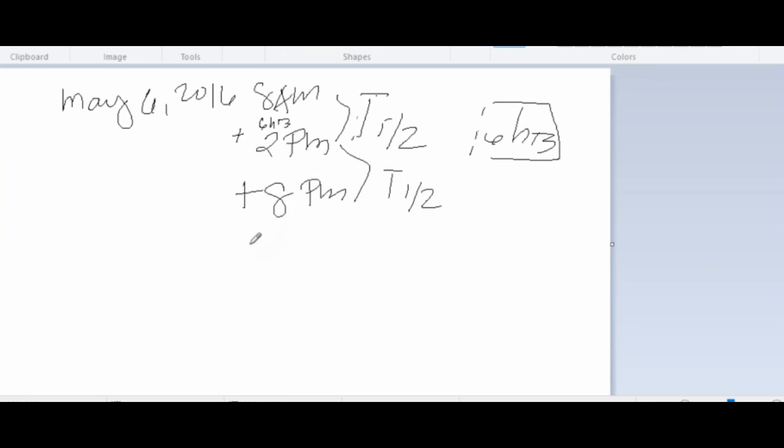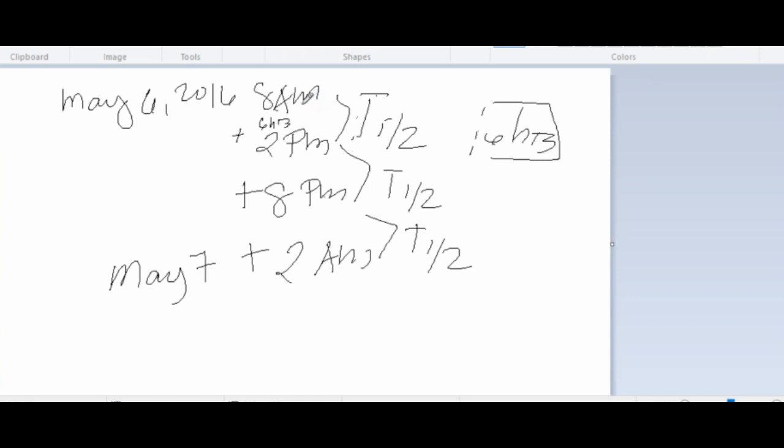Yung tinatanong po is third half-life. So, 8 p.m. plus 6 hours. So, 8, 9, 10, 11, 12, 1, 2. So, 2 a.m. na siya ng, syempre, sumunod na araw, May 7. May 7, 2 a.m. That is the third half-life. Maliwanag po ba? Okay, again, na-prepare po siya noong May 6, 2016 at 8 a.m.